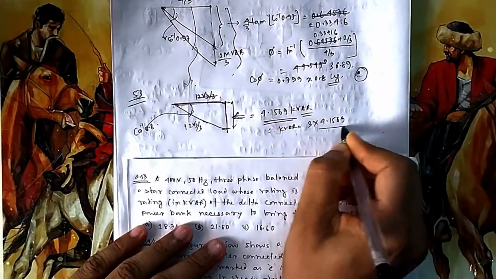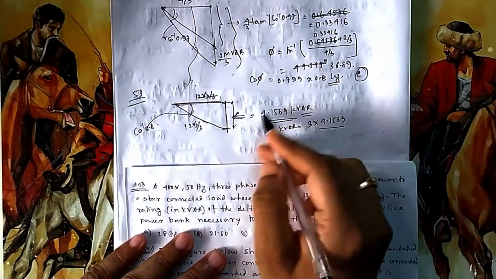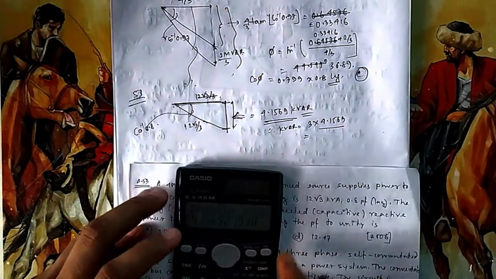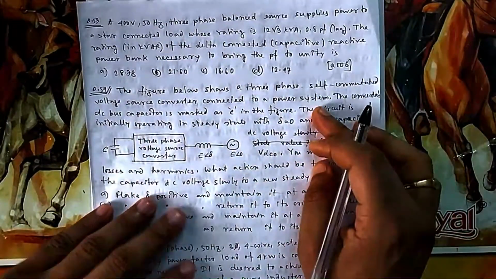Now it is not required to calculate it by connecting delta or star or whatever, because they are asking you only for kVA. So the total kVA remains the same. If you multiply by 3, you will get your answer. So it is 12.47.